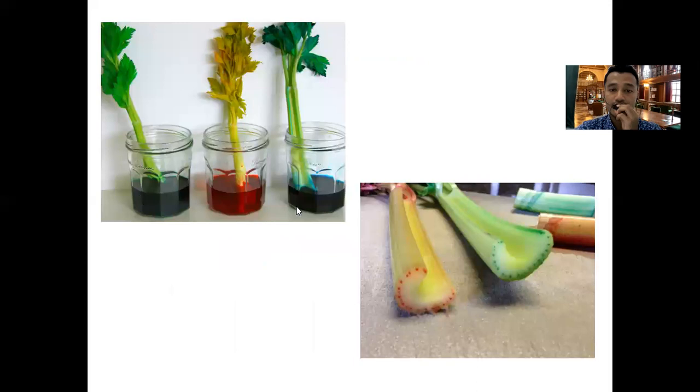All right, as you can see in this diagram, we put the celery in this kind of solution: blue, red, and green solutions. After we cut them, we can see these structures. These vessels carry the substance, water, and the dye inside the solution.